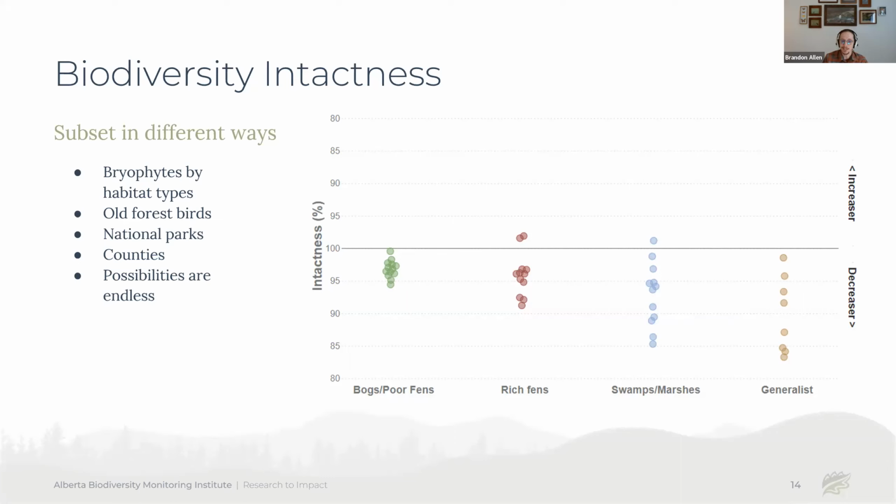We don't have to stick to subsetting out species into different groups, but we can look at different areas of the province. So we can look at, what is the intactness of species within national parks? What is the intactness of species across different counties? And we can do endless subsetting, endless possibilities with this indicator. So if there's a part of the province you're interested in and there's a suite of species you're focused on, this indicator can be aggregated to meet those needs.